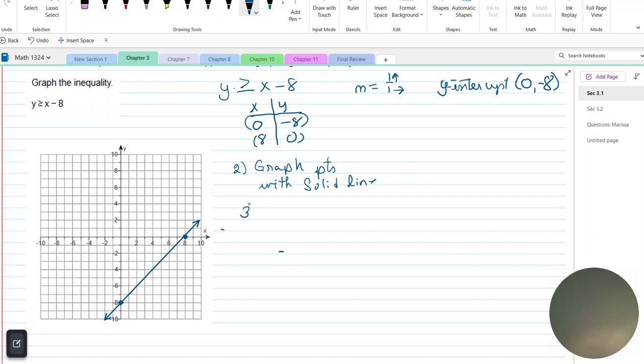Now we're going to do the test point. And our test point is going to be (0, 0). All right. So if our test point is (0, 0), then I'm going to put it in the equation. 0 for y is greater than or equal to 0 minus 8. 0 is greater than or equal to negative 8. And this is true. So we're going to shade that area where the point is.